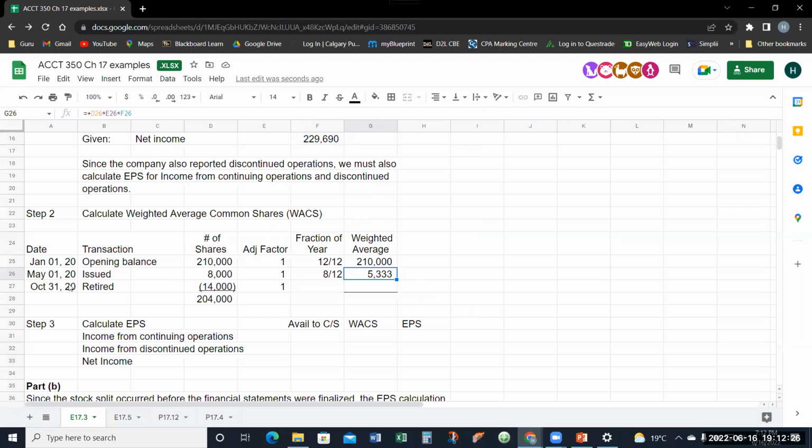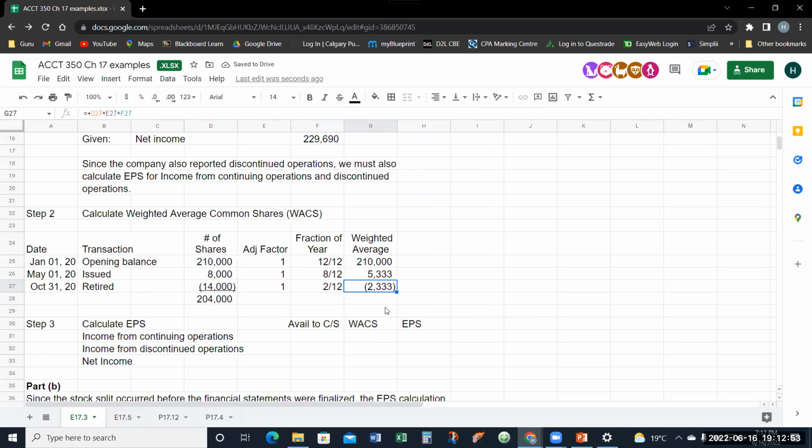And then if you look at the retirement part, the retirement occurred on October 31st. So October's gone as well, and we're left with November, December. So the number of months that this particular transaction impacts is 2 months, 2 months out of 12. So 2 out of 12 is basically 1/6 or 0.166666. Either way, if you multiply that through, you get a reduction in the weighted average of 2,333.